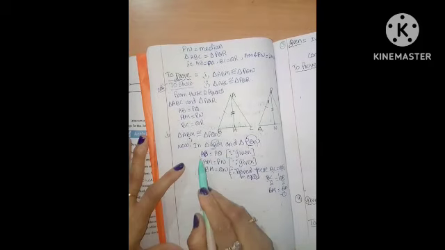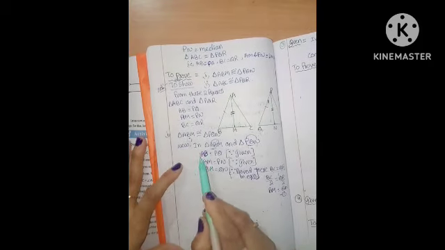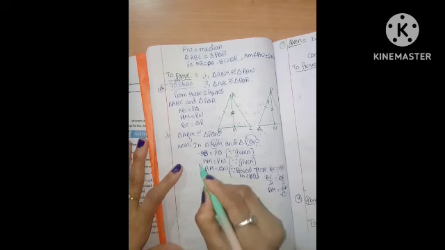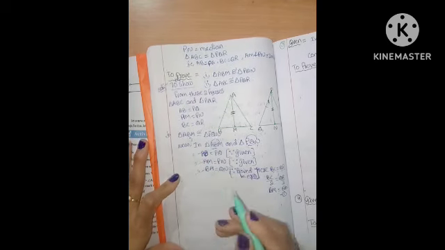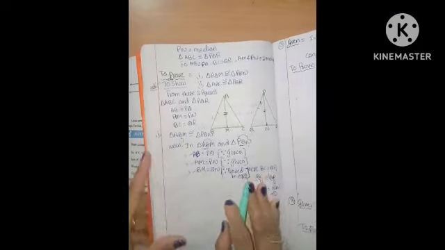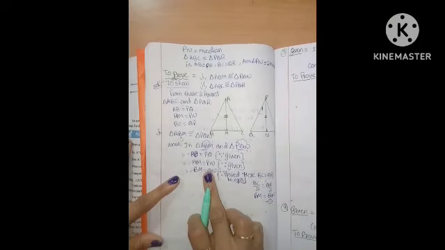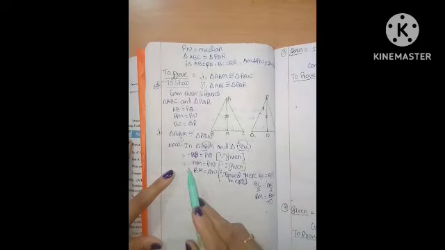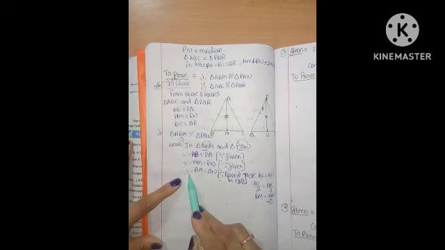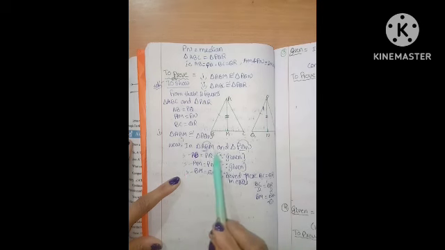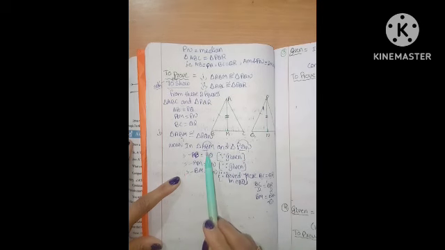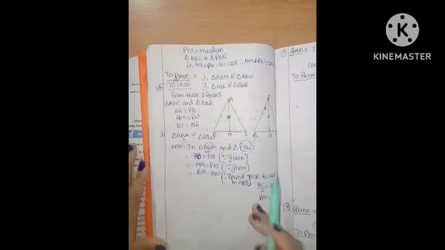Now we have 3 steps. What are the steps? Side, side, side. This is side, this is side, side. So what congruence rule is being used here? The SSS congruence rule is used in this problem only. So according to the SSS congruence rule, these two triangles are congruent. What's the reason?